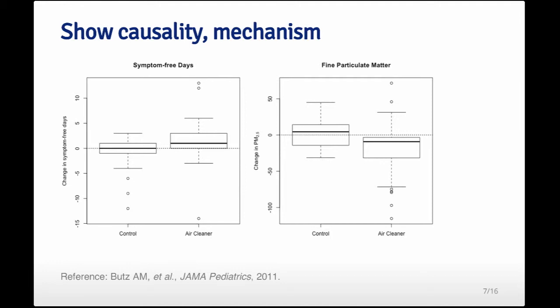But there was a pretty substantial decrease in particulate matter levels for the group of homes that got the air cleaner. So now we can see that not only did a child's symptom-free days increase when they got the air cleaner, but their indoor particulate matter levels decreased also when they got the air cleaner on average. So we can think about what is the explanation for why the air cleaner seems to improve symptoms in children, and we can show using the data that we observe that it does seem to decrease their particulate matter levels.